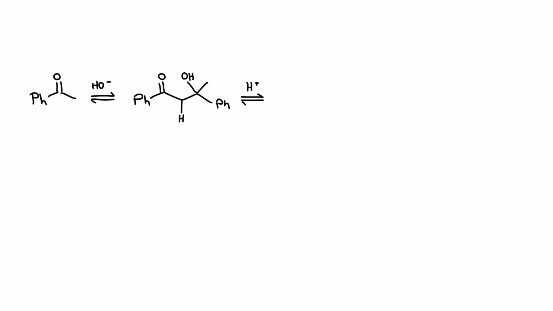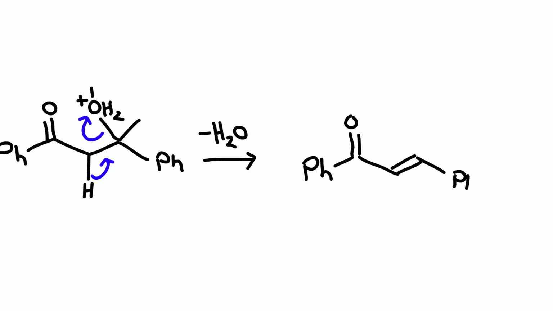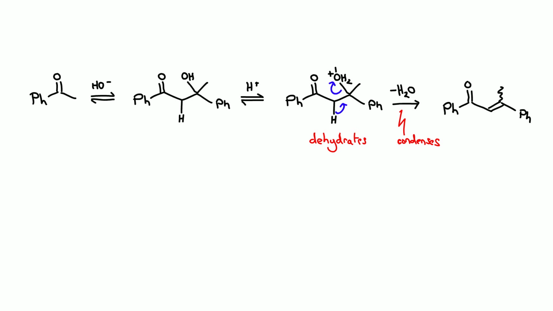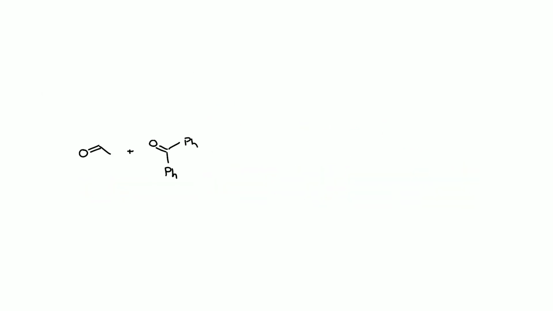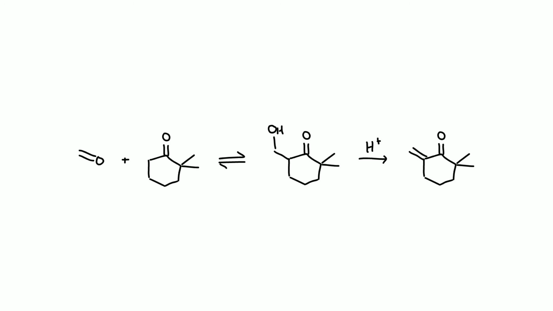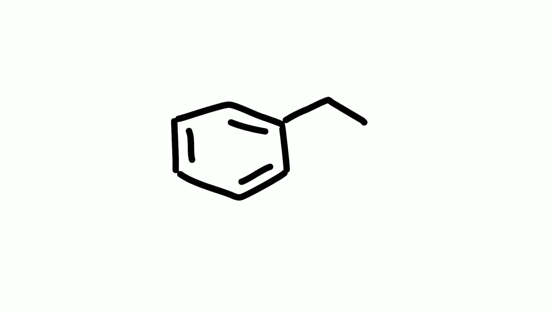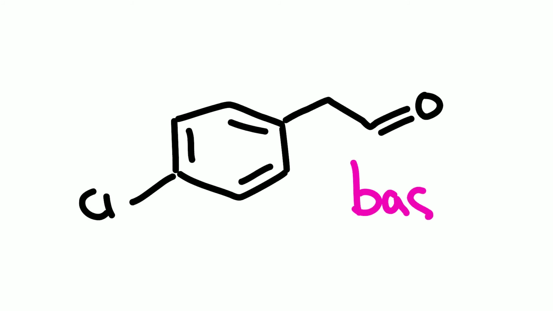Many aldol products will dehydrate under the reaction conditions to form enones. This can be a useful reaction in cross-couplings between enolizable carbonyl compounds and non-enolizable ones. The enones produced are extremely useful. Cross-couplings between two different enolizable compounds of similar reactivity, however, are very hard to control.